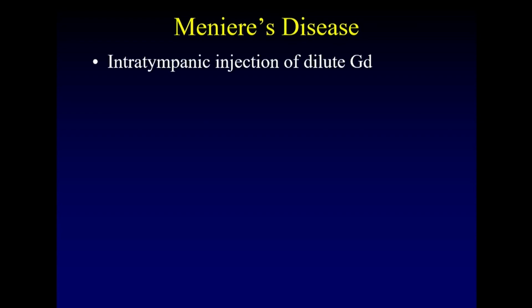Well, one way you can do this is you can put a needle through the tympanic membrane and inject some dilute gadolinium and then wait for 24 hours, and it turns out that the perilymph preferentially takes up the gadolinium, and you can see this on 3D FLAIR sequences. These produce beautiful images. They are very high specificity. You can definitely identify patients with Meniere's disease.